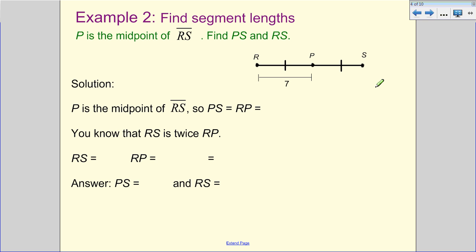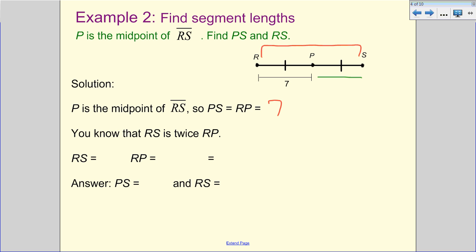They tell me here that P is the midpoint. We're going to continue finding segment lengths of RS. So they need me to find PS and RS. So I'm finding PS and then I'm finding RS. All right? So when we take a look at that, P is the midpoint of RS. So PS equals RP. So this PS is equal to RP, and RP equals 7. We know that RS, the whole segment, is twice RP. That's the idea. If I go from half to a whole, they're twice that.